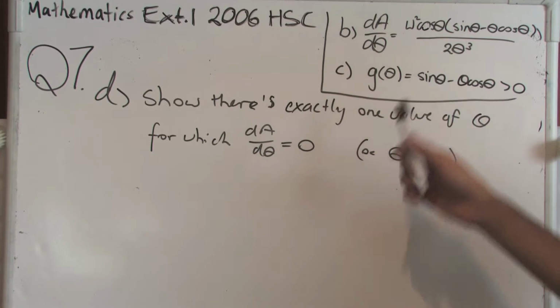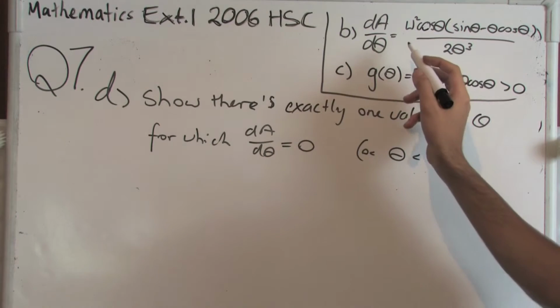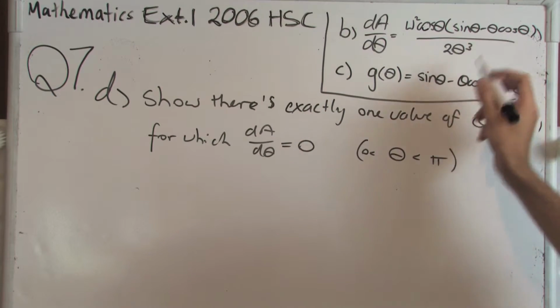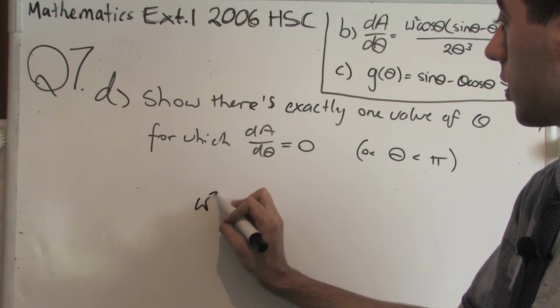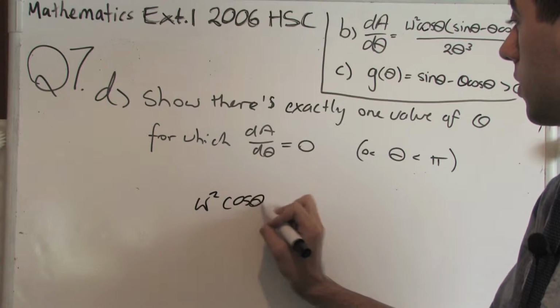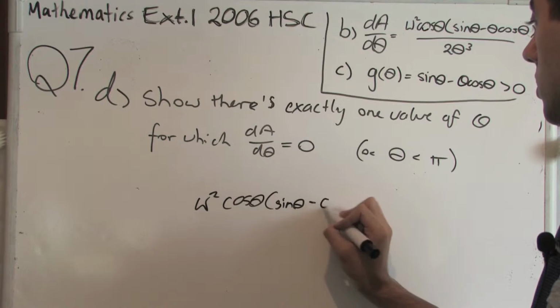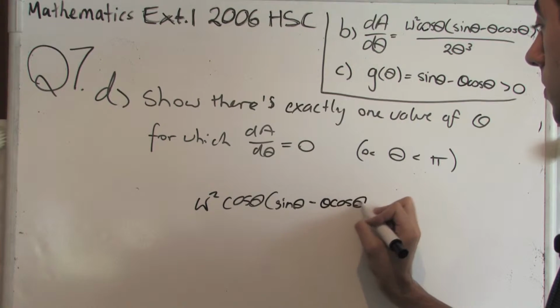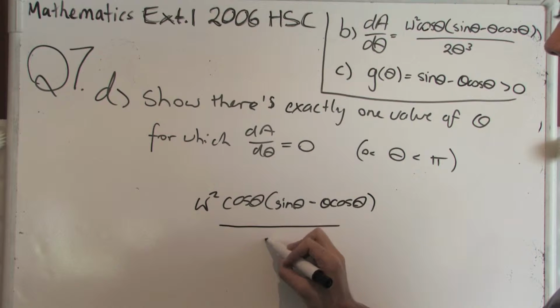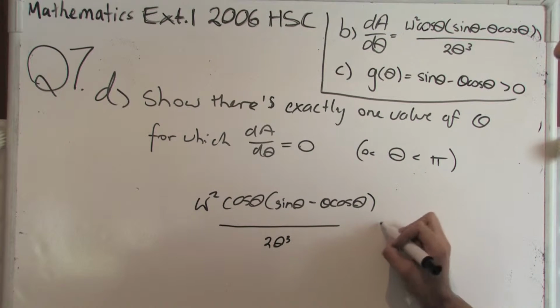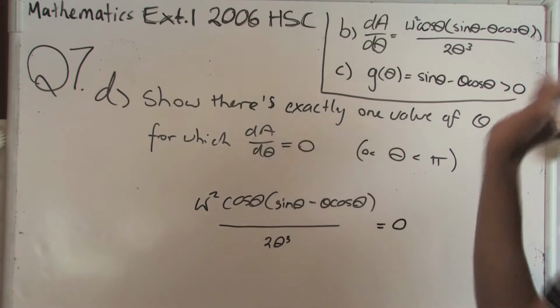We're going to begin by equating dA over d theta to 0. From part B, we know that's equal to this, so we'll begin by writing it out: cos theta (sin theta - theta cos theta) over 2 theta cubed. And we want to make that equal to 0.